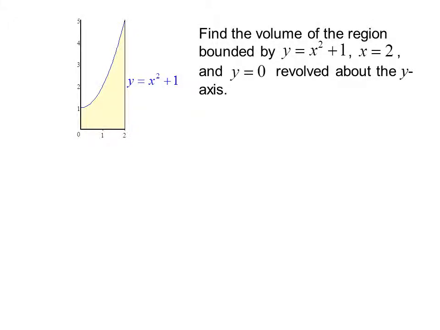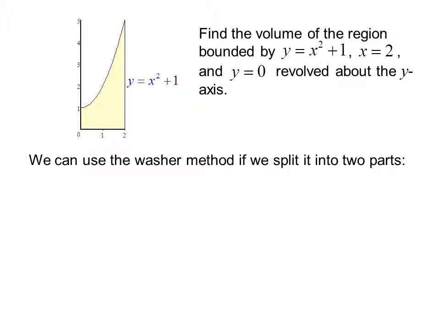New problem. Find the volume of the region bounded by y equals x squared plus 1, x equals 2, and y equals 0, revolved about the y-axis. We can use the washer method if we split it into two parts.